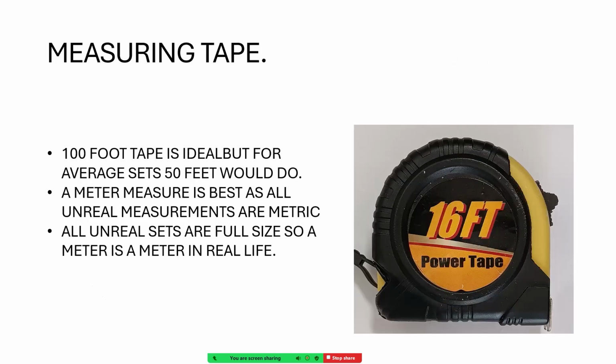Next will be measuring tape. For most interior sets, 50 feet would be fine for measuring subject distance. You might consider getting a metric tape measure, as the Unreal game engine measures everything in meters. Unreal settings are full size with full size measurements. The advantage of using a metric tape measure is that you don't have to convert feet to meters, which can lead to errors and mistakes in perspective when compositing.